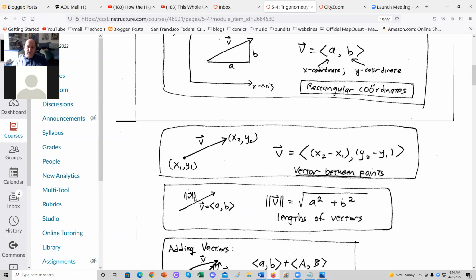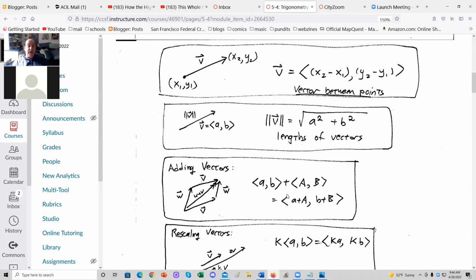Given a vector ⟨a, b⟩, its length can be thought of from the Pythagorean theorem. It's the square root of a squared plus b squared. We denote it by this double line, sort of like an absolute value sign. Now, vectors have an arithmetic. You can add, subtract, and multiply.